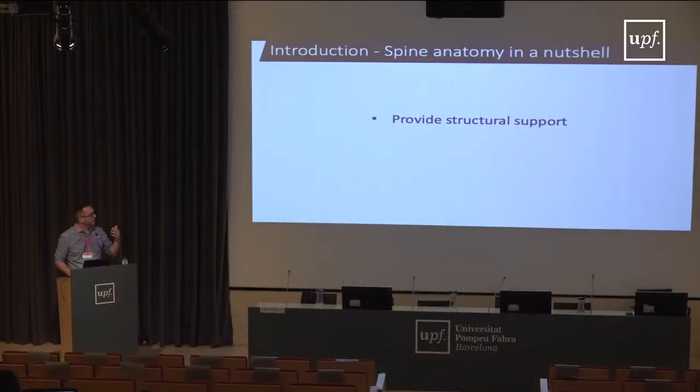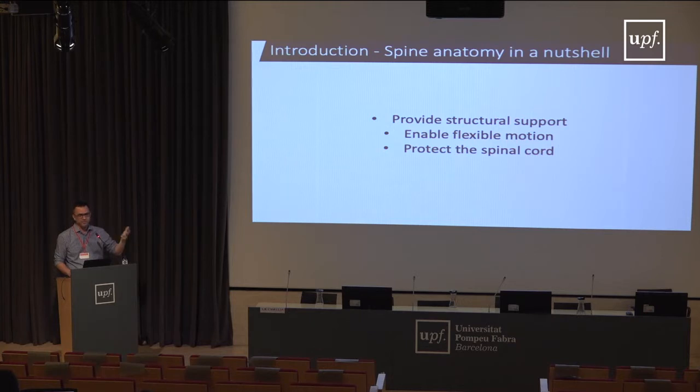And this slide was done by one of our PhD students, so I will show you how an engineer imagines the spinal anatomy in a nutshell. So the spine should provide the structural support, enable flexible motion, and protect the spinal cord. These are the three main functions of the spine in the human body.